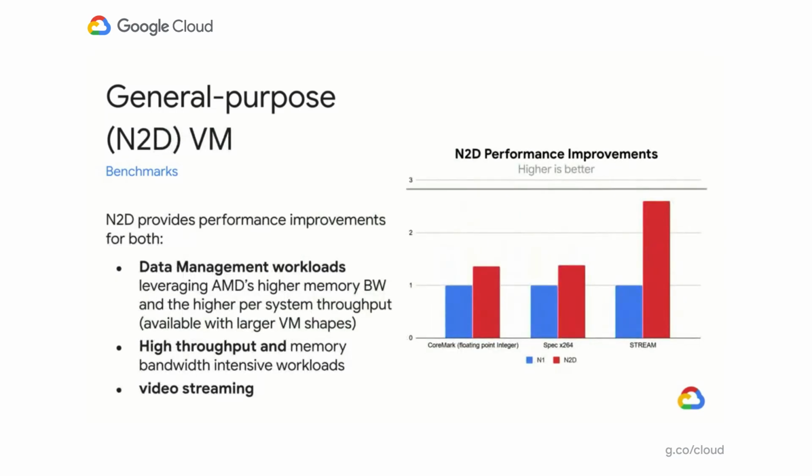Now let's look at some benchmarks for N2D. As you can see, there are many benefits that we can see when looking at data management workloads, given that these leverage AMD's higher memory bandwidth and higher persistent throughput, which is available with the larger VM shapes. We've actually seen up to 2x performance improvements for some workloads like video streaming, which are represented here through the stream benchmark. And they show how this higher memory bandwidth can be of great benefit to many of your workloads.